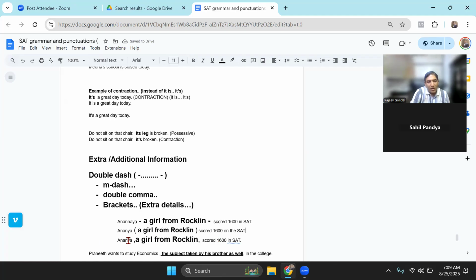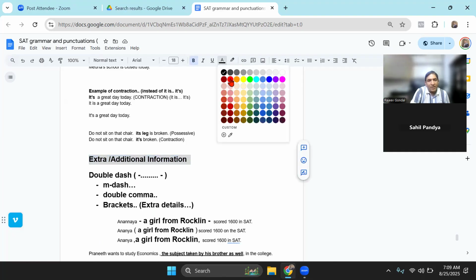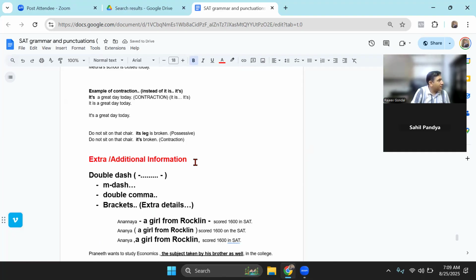Or Ananya, comma, a girl from Rockland, comma, scored this. So these three, either a double comma or a double dash, which is called an em dash, or brackets, serve the same purpose, which is giving extra information. So in order to give extra information, you can use either of these three. Got it. This is extra information. Ananya scored 1600 in SAT. That is fine. Whether she was from Rockland or from Chicago doesn't matter. So this is what?